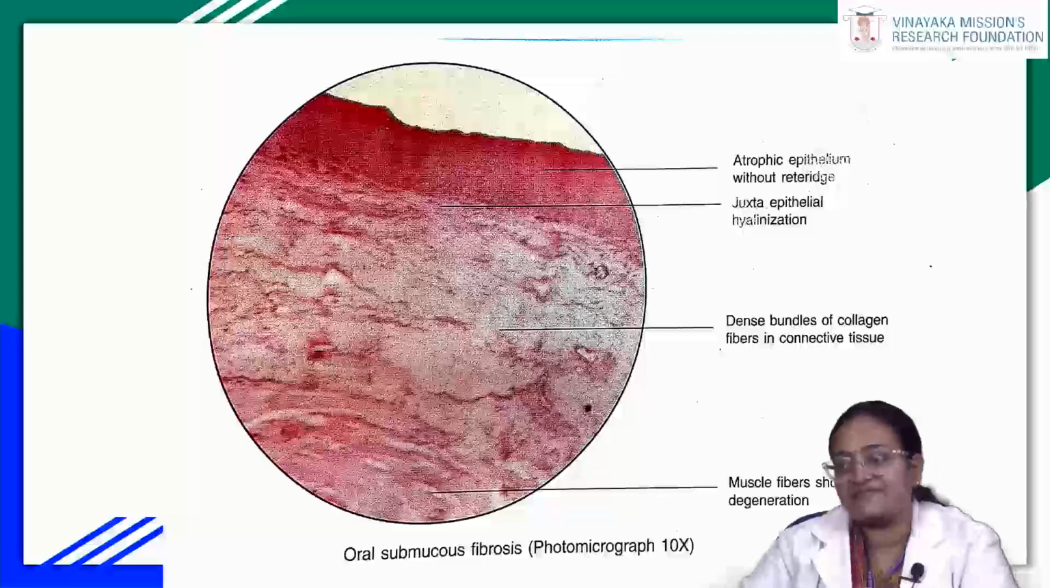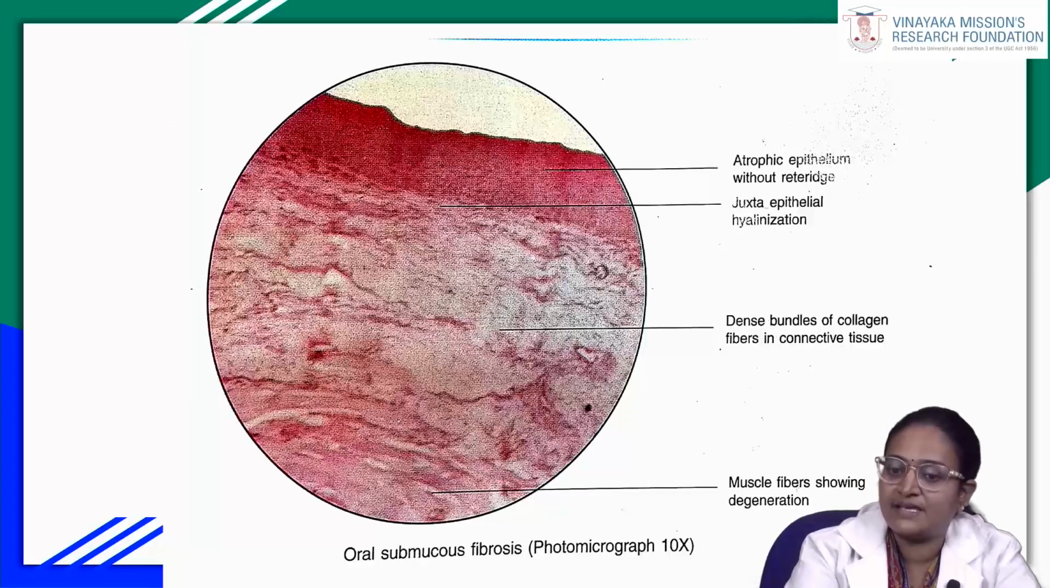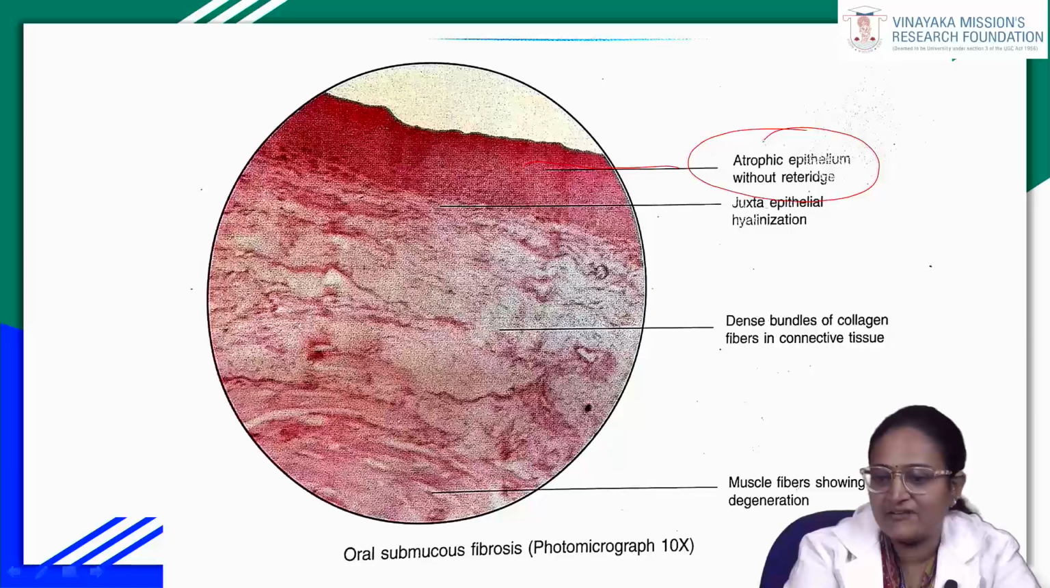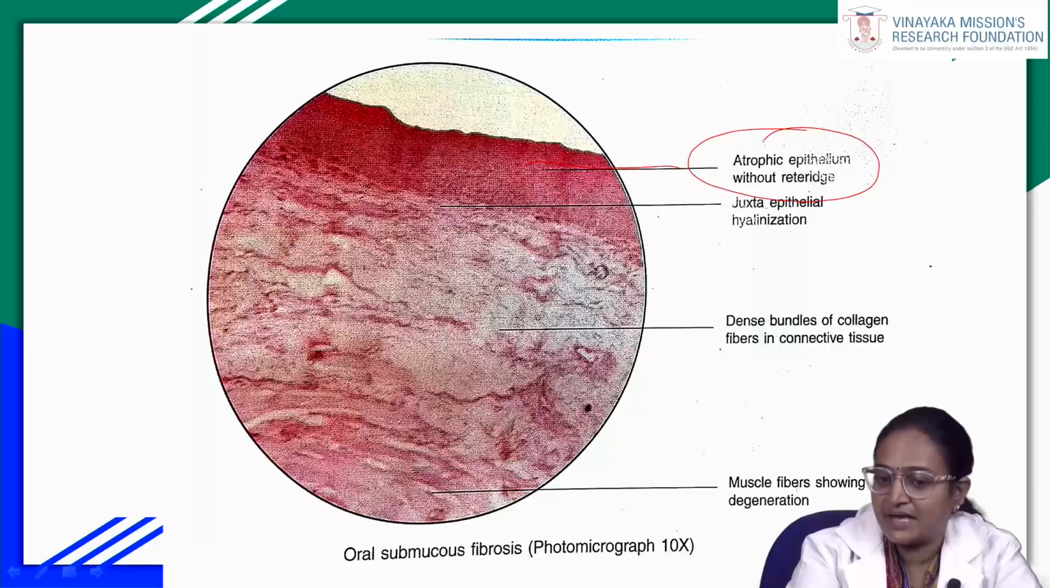So this is the classic picture of oral submucous fibrosis. Here you can see the atrophic epithelium without rete ridges. You can see very flat rete ridges, and just beneath the epithelium you are able to appreciate the juxta-epithelial hyalinization.